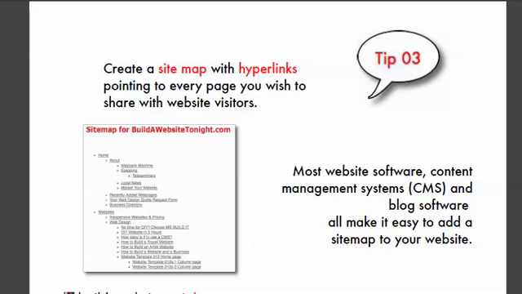Today's tip is about creating a site map for your website, which is basically a list of links to the pages on your website that you wish to share with other website visitors. Now, there may be pages that you want to hide, and that's quite normal too. For example, say you've got a website with 500 pages. You might only want to show 50 or 100 pages in the sitemap so that it's not too complex for your website visitors to scroll through.